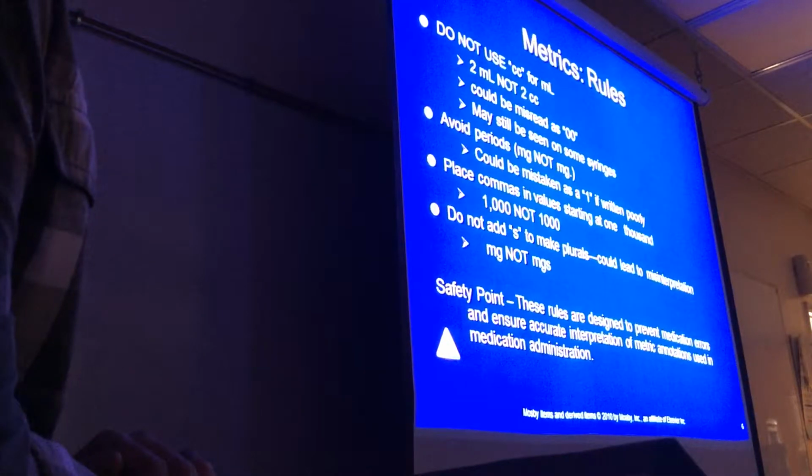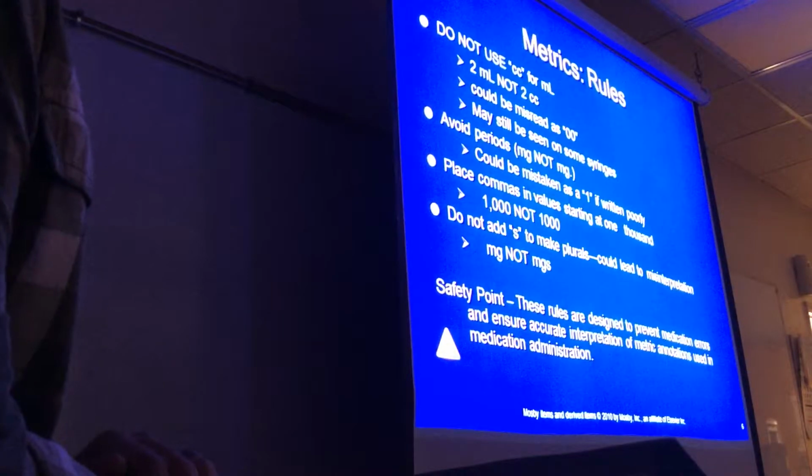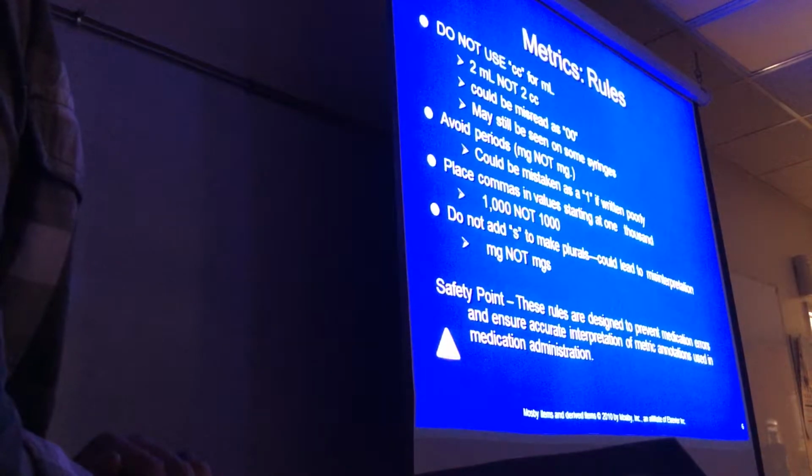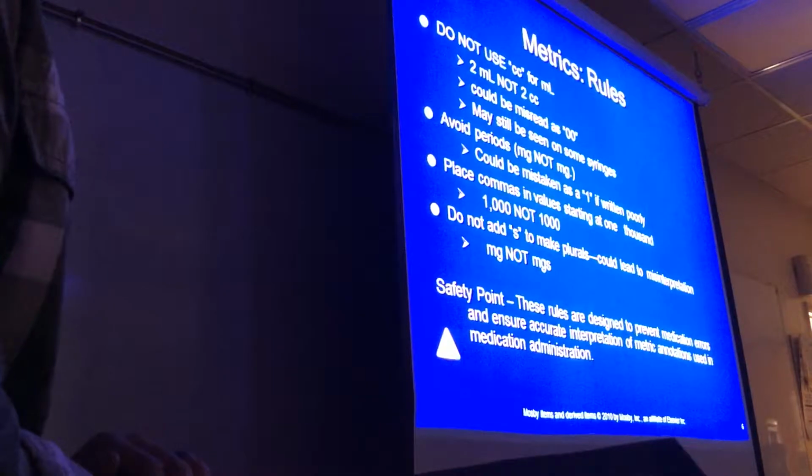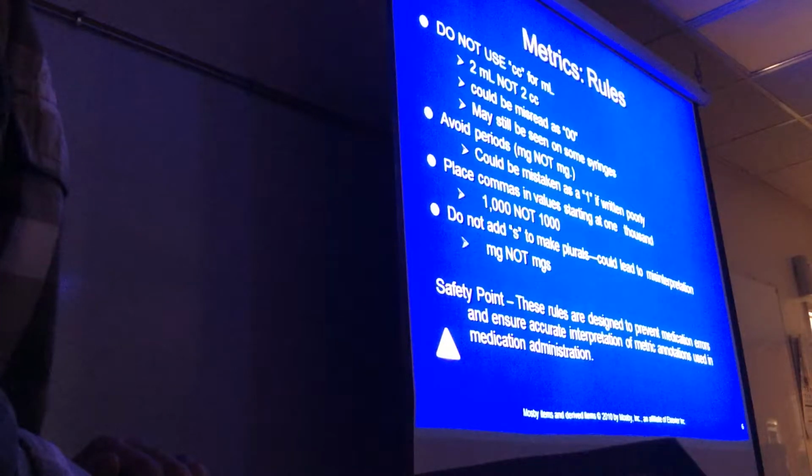Do not add s's to make things plural, it could lead to misinterpretation. So mg is not mgs. We get it. If there's 5,000 in front of it, there's 5,000 mg. We don't need the s to show us that it's plural.